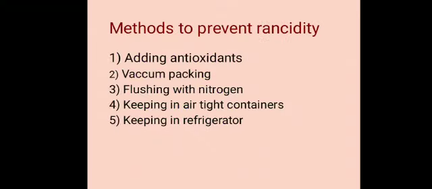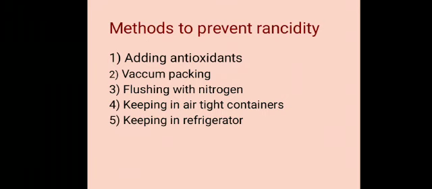Now what are the methods to prevent this rancidity? We can add some chemicals which will prevent the oxidation of this oil content. They are known as antioxidants. So by adding antioxidants we can prevent rancidity. The next method is vacuum packing. When packing some food items, we remove the air from that packet. As a result, oxidation can be prevented, so we can prevent rancidity.